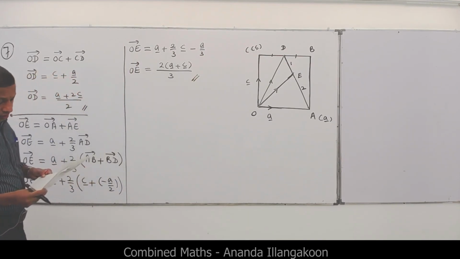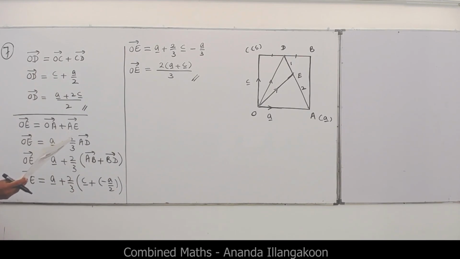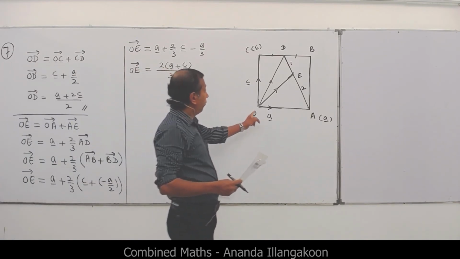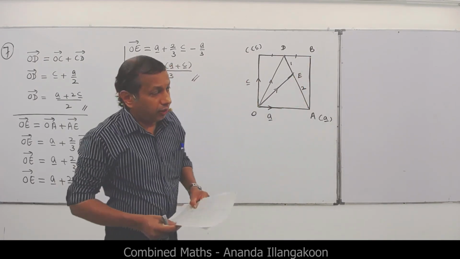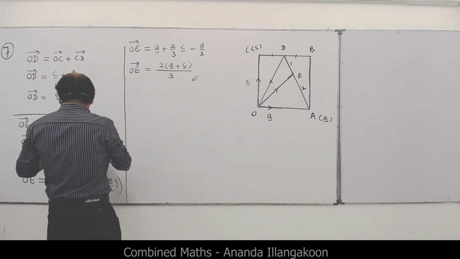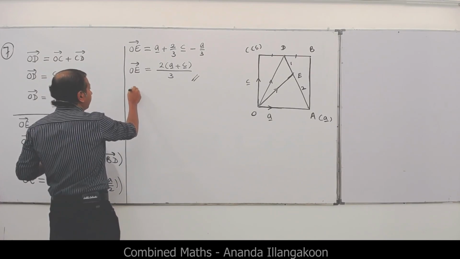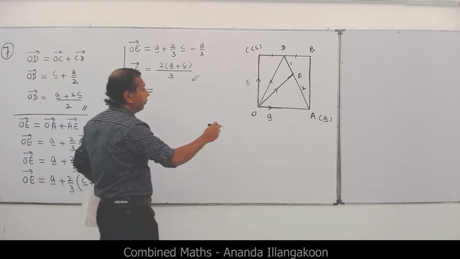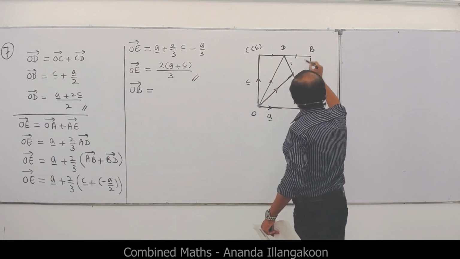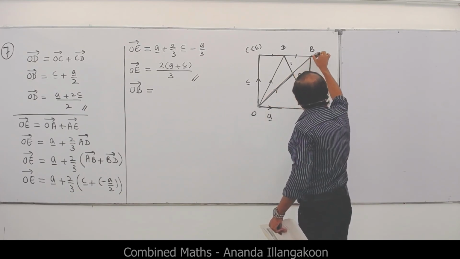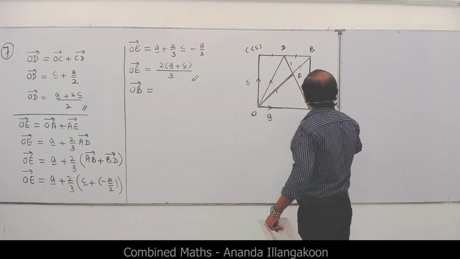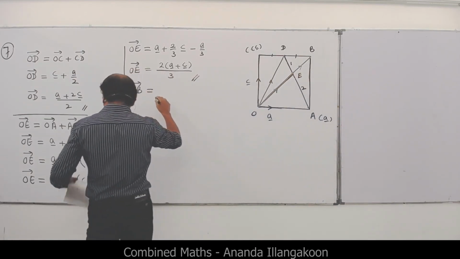Now let's see the next one. Asking, show that the points O, E, B are collinear. That means the 3 points lie on the same line. That's what we need to prove. Alright, first we'll find the OB vector. OB vector, when I write, is this, no? When we join this A. We can write OA plus AB.